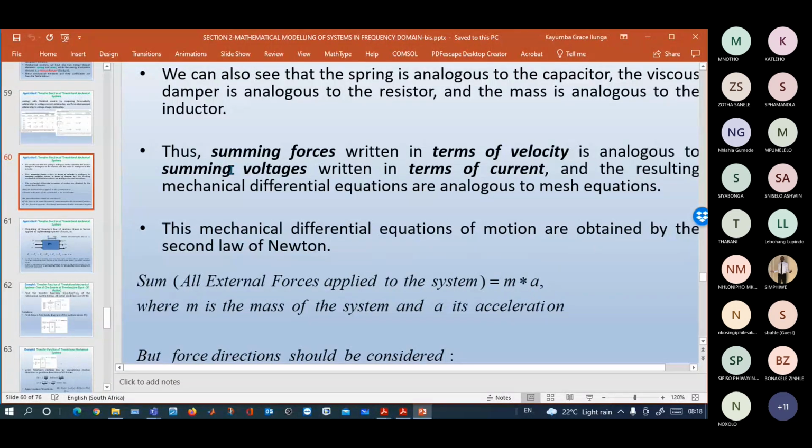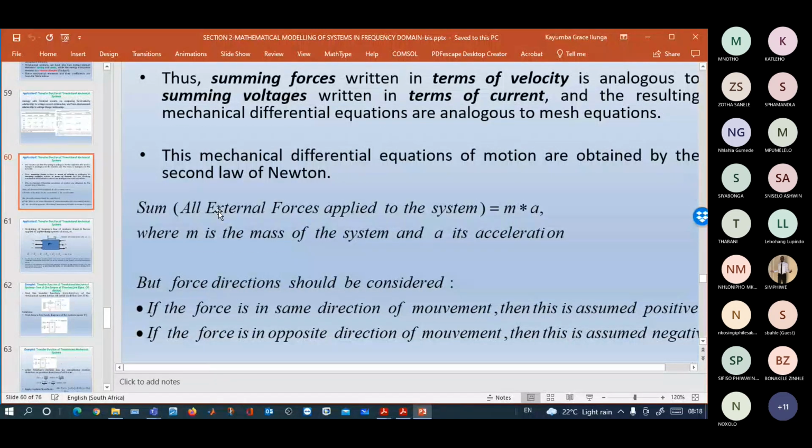Newton's law, I think you know already, just says that the sum of all external forces applied to a system is equal to its mass times its acceleration. So we have the mass of the system, and all the forces that are applied to that mass. The sum of all the forces is equal to the mass times acceleration. This is basically the law that we are going to use here in control systems.